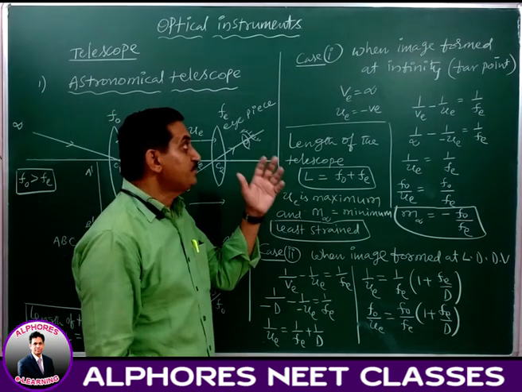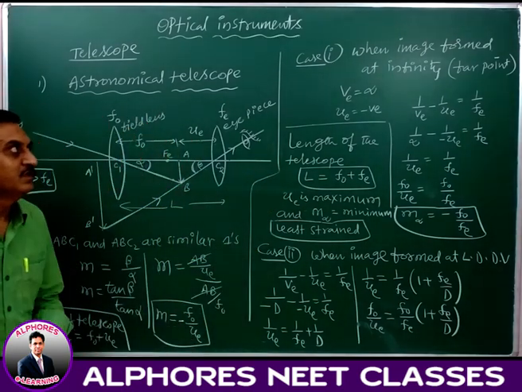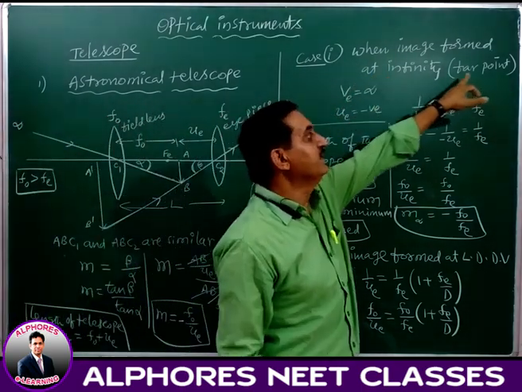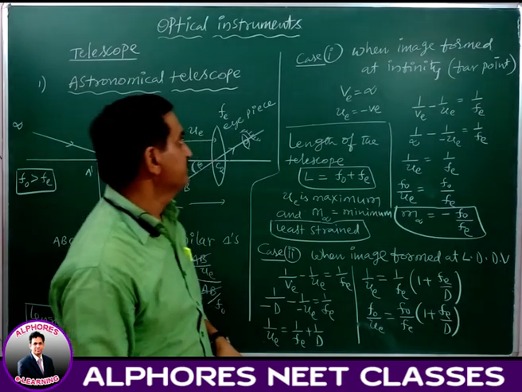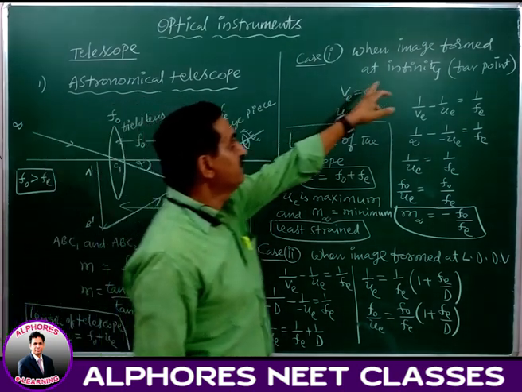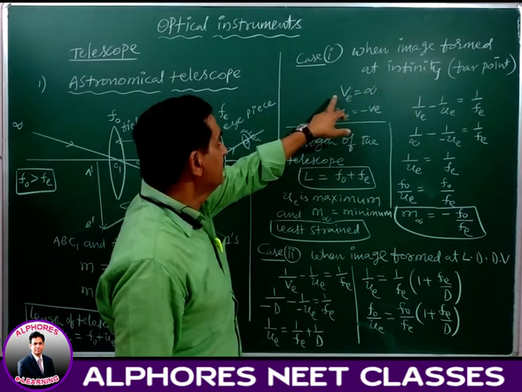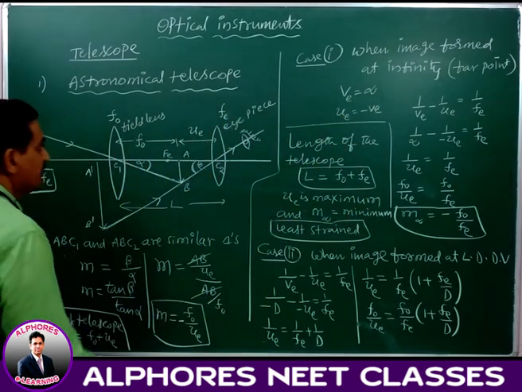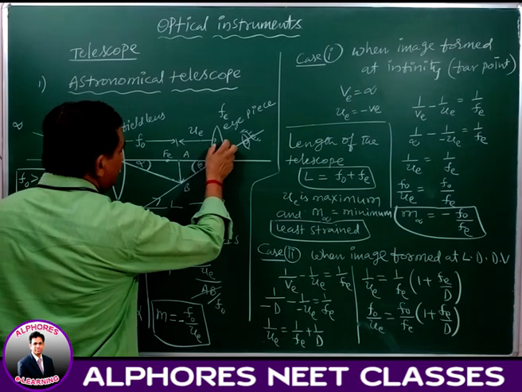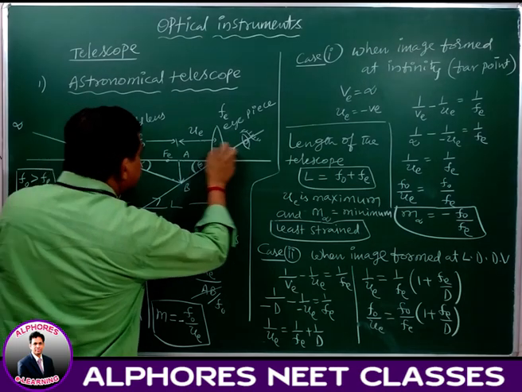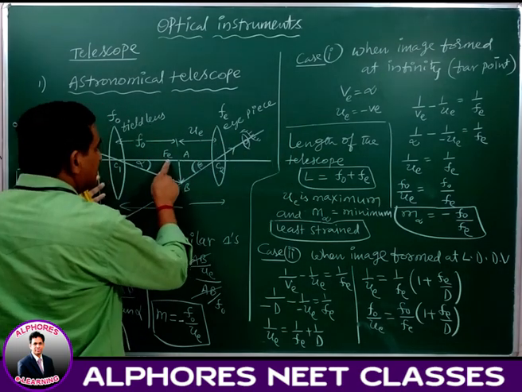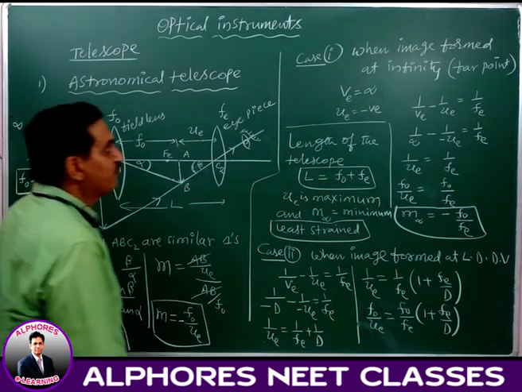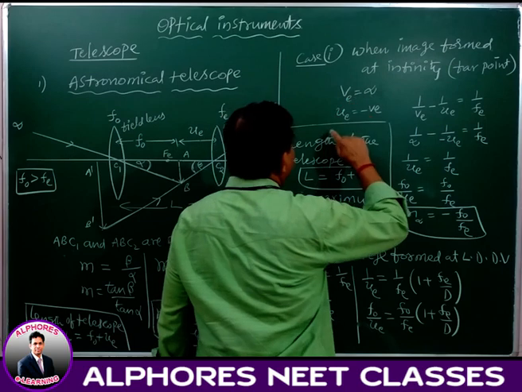Now go for special cases. Case 1: when the image is formed at infinity, far point adjustment. Whenever the image is formed at infinity, then V is equal to infinity. Here this is the eyepiece, so the eyepiece is adjusted such that its corresponding image goes to infinity. Therefore V is equal to infinity.